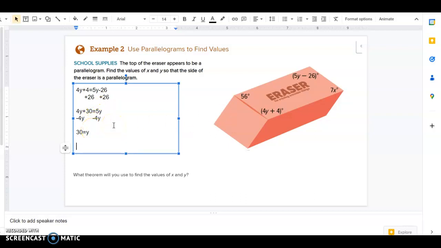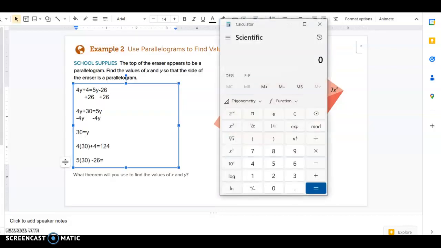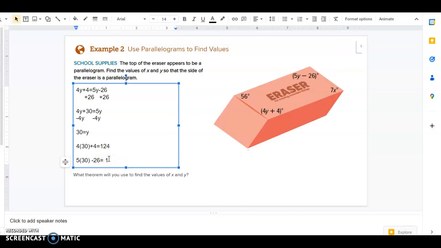So now if I plug it in, I'm going to do 4 times 30 plus 4. So 4 times 30 is 120, plus 4 is 124. And then if I do the other side, 5 times 30 minus 26. So 5 times 30 is 150. We'll pull up the calculator so you can see. So 150 minus 26 gives me 124. So those angles are equal to each other.